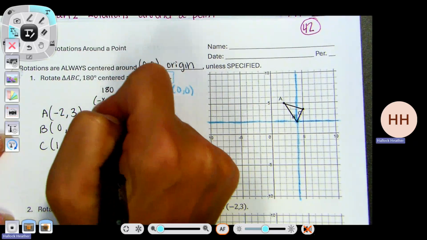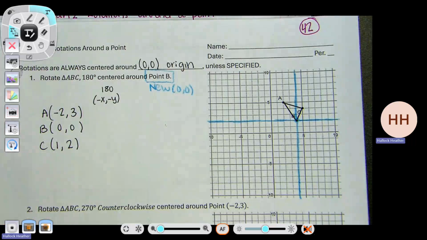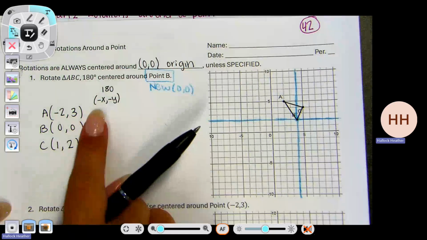-x, -y. So basically, we find these fake points that are not real. We find these fake points. We're going to use the rule. The rule is still the same for 180. We're going to change them, and then we're going to plot them. And then we're going to find the new points, the real points, okay?